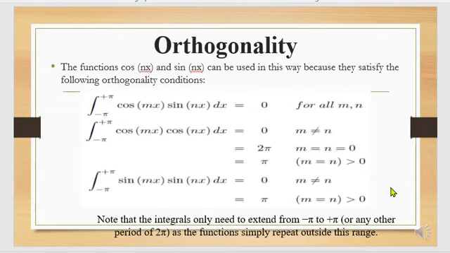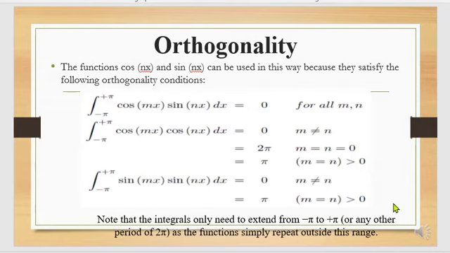So let's see the product of two sine functions, and the region is again from minus pi to plus pi. Here we will see two conditions. One is in which m is not equal to n, the other is m equal to n and they are greater than 0. In the first condition, where m is not equal to n, the integration result is equal to 0, and where m is equal to n and greater than 0, the integration result is equal to pi.